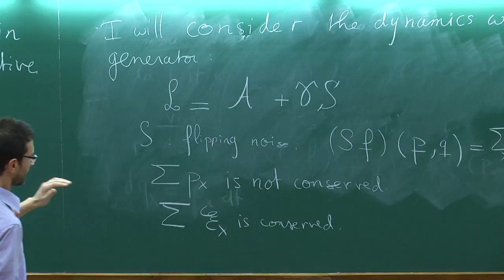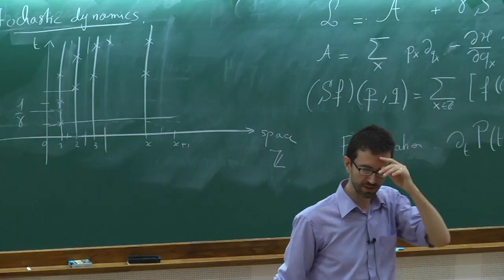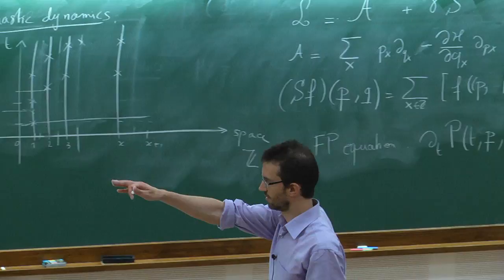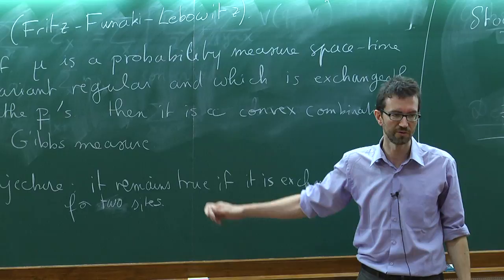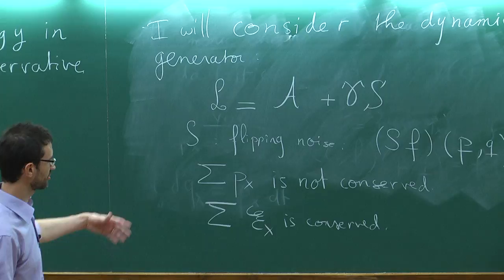And with this dynamics, you can also prove some theorem close to Fritz Funaki Leibovitz, for which you can show that the unique space-time invariant and regular measures for these new dynamics are convex combinations of Gibbs measures with zero average momentum. So in some sense, you have some ergodicity of these microscopic dynamics, and the invariant measures are given by the Gibbs measure with a zero average momentum.